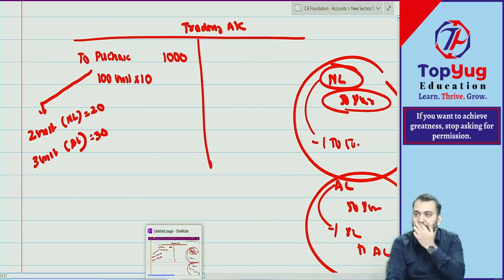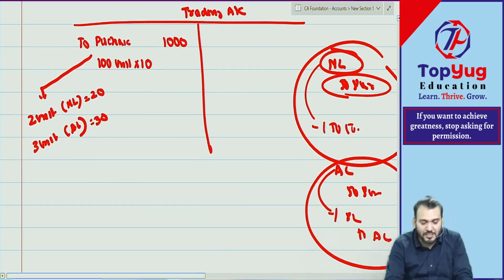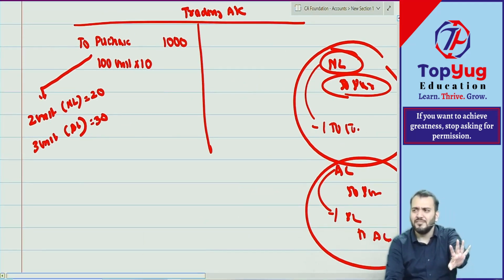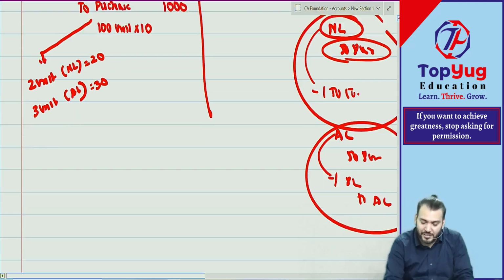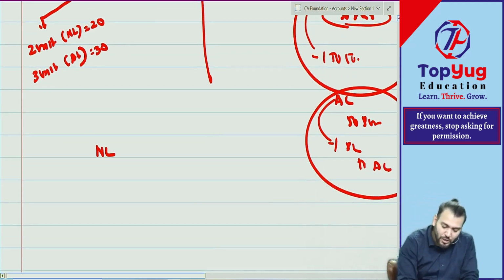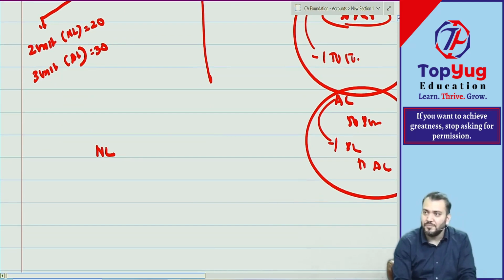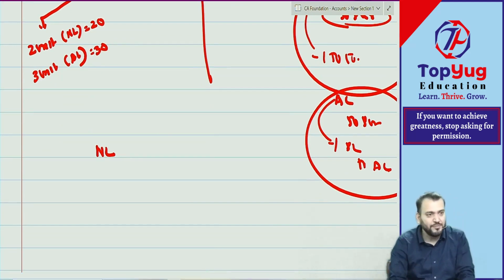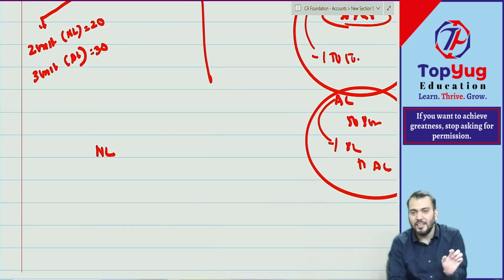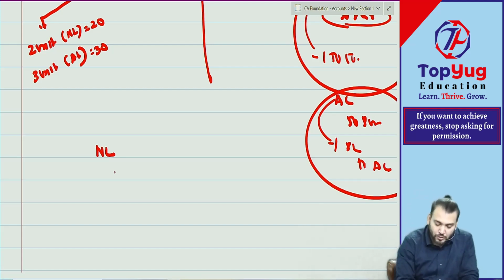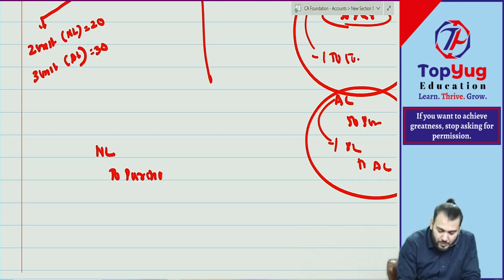One chocolate to you. 100% correct. Just try to understand what she said. Means she has applied concept. Nothing more than that. What she said? Sir, normal loss is included in purchase. To remove from purchase, we will remove from purchase and we write normal loss. So normal loss account debit to purchase. What journal entry? What amount? 20.